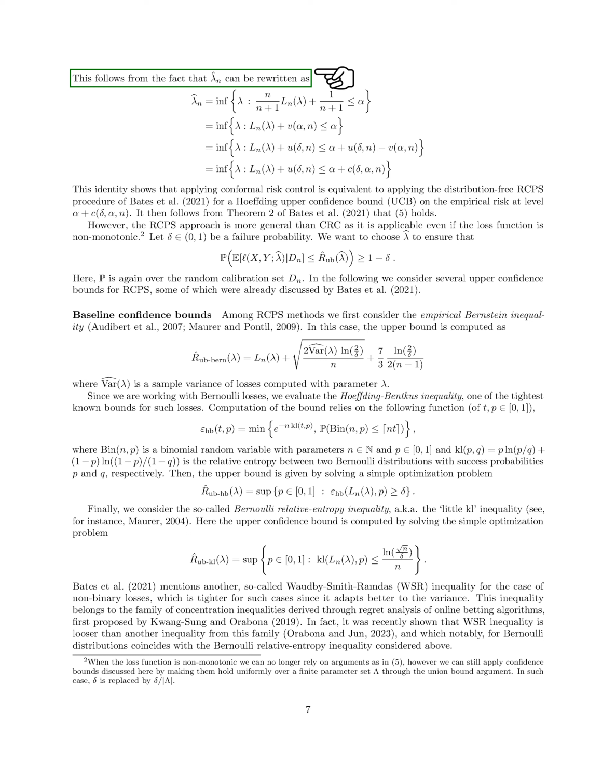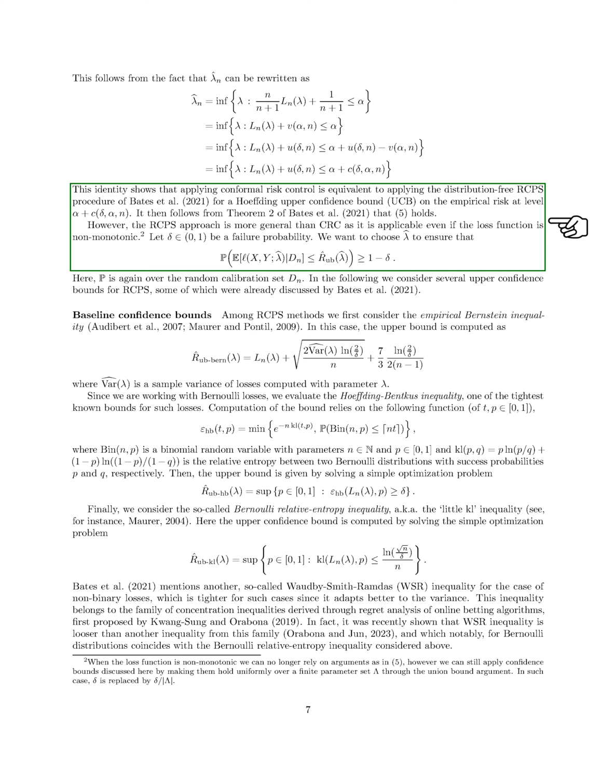By rewriting hat lambda_n, we see that using conformal risk control is the same as using the distribution-free RCPS method for a Hoeffding UCB on the empirical risk at level alpha plus C(delta, alpha, n). This is supported by Theorem 2. The RCPS method is more versatile than CRC because it can handle non-monotonic loss functions.